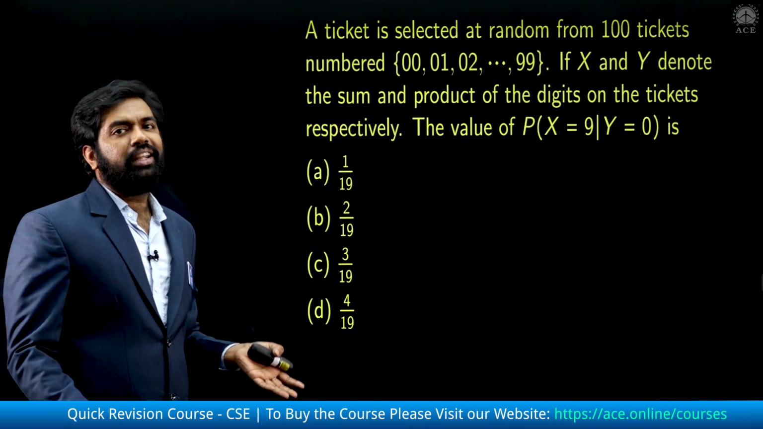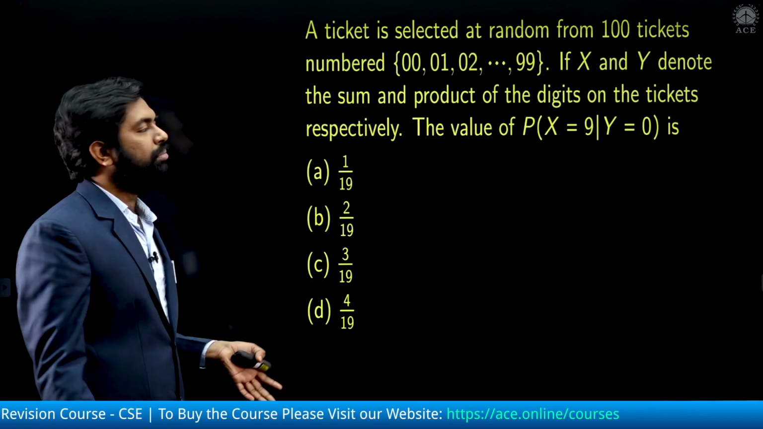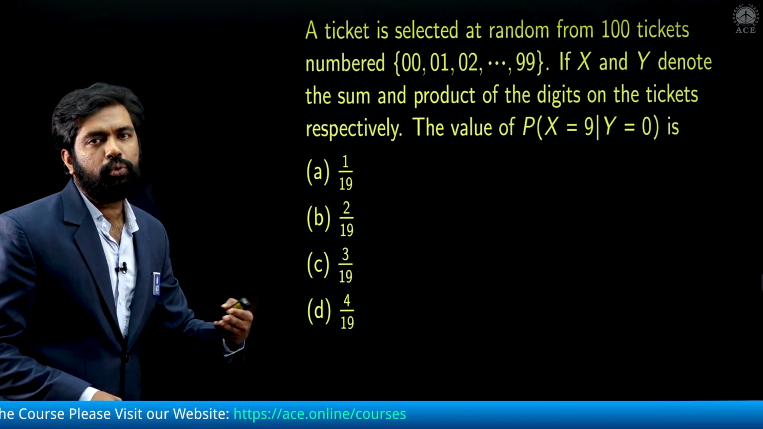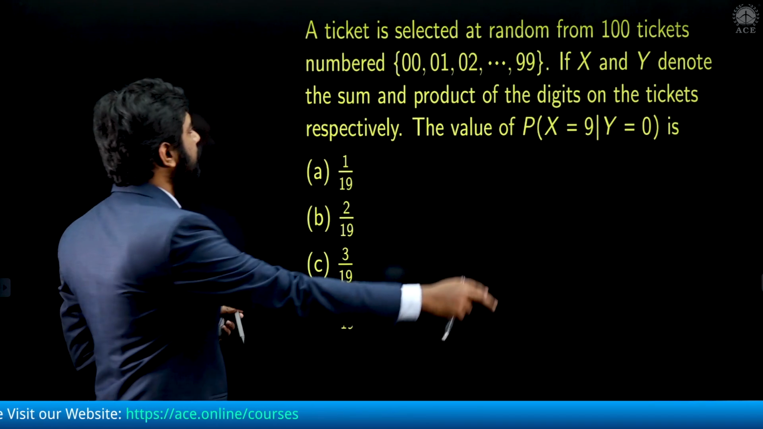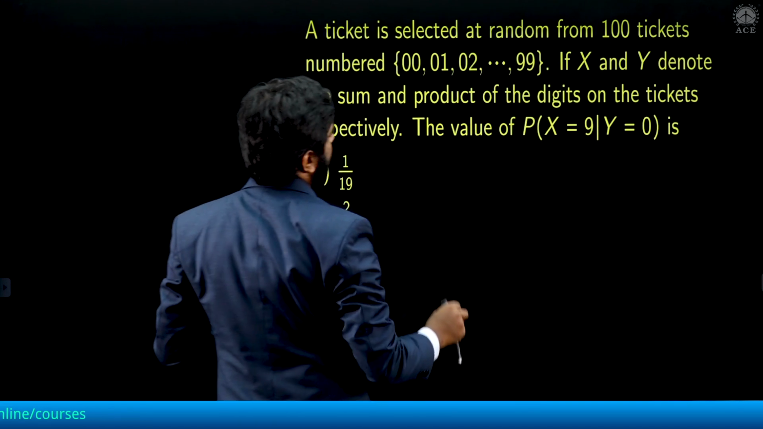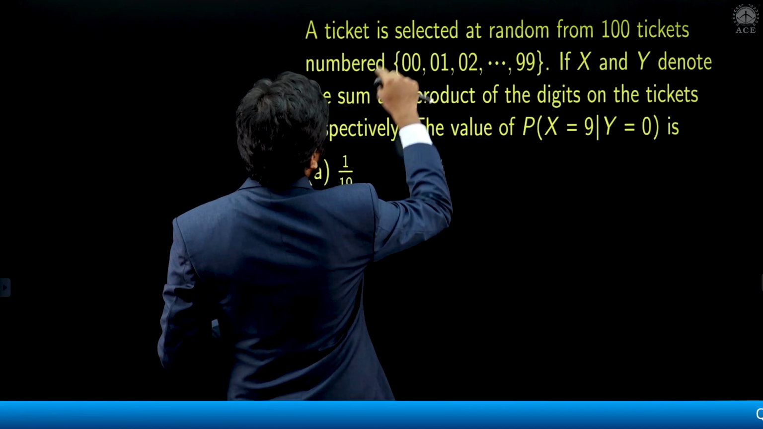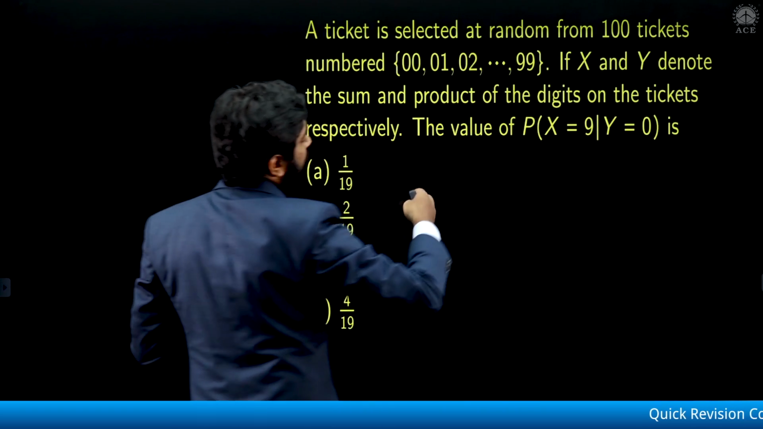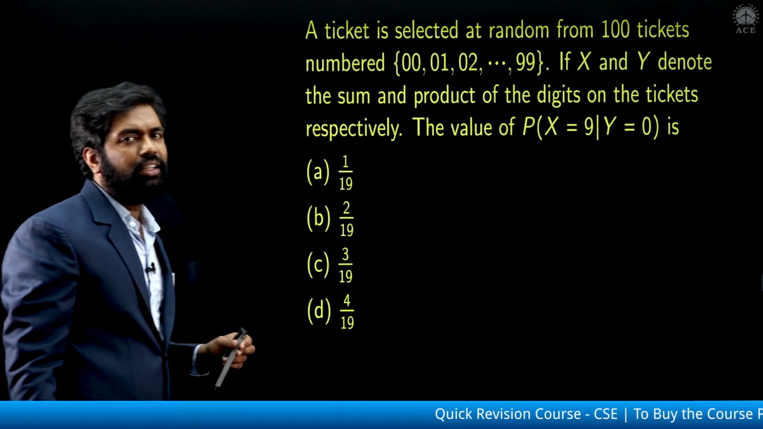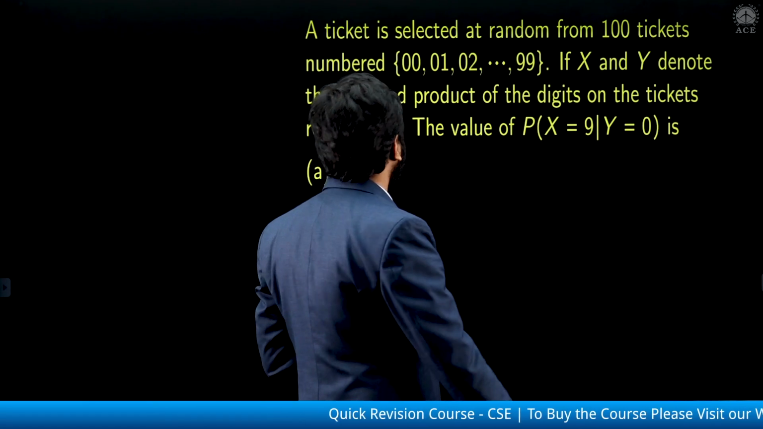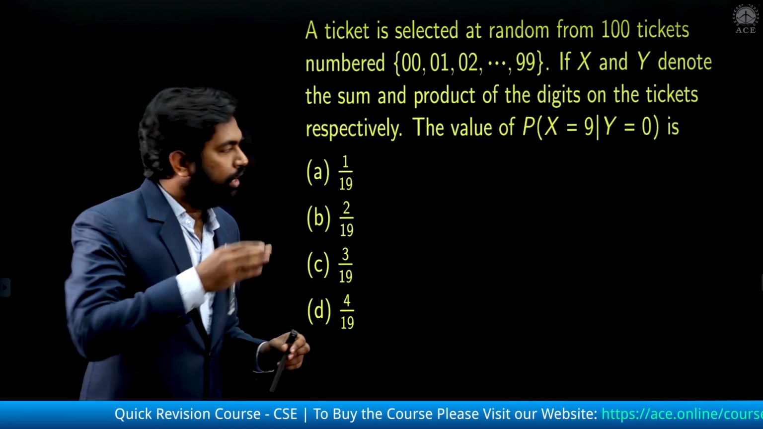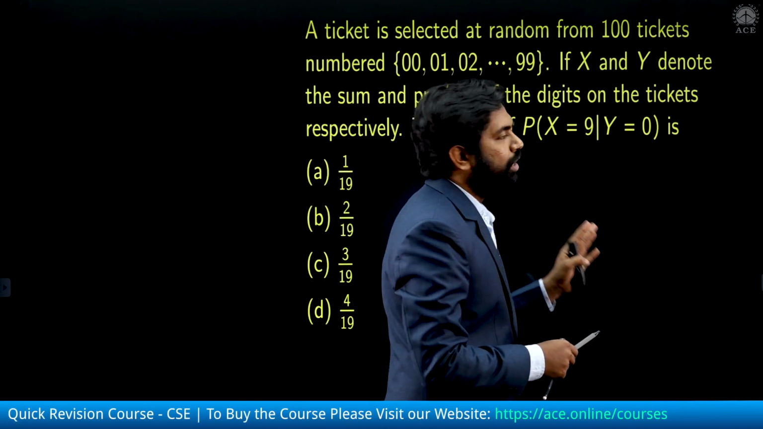He says a ticket is selected at random from 100 tickets numbered 00, 01, 02, and so on to 99. So look at this, the tickets are numbered 00, 01, 02, so on to 99. Because it starts from 00 and goes up to 99, there are 100 tickets. If X and Y denote the sum and the product of the digits on the ticket respectively, the value of P(X equal to 9 given that Y is 0) is dash.